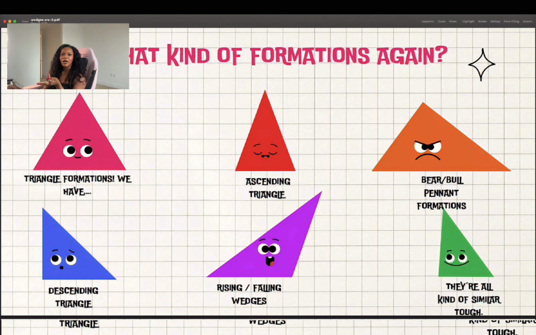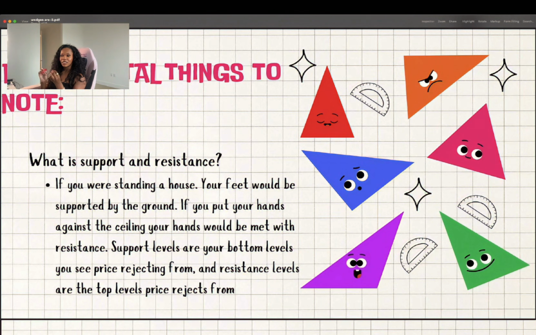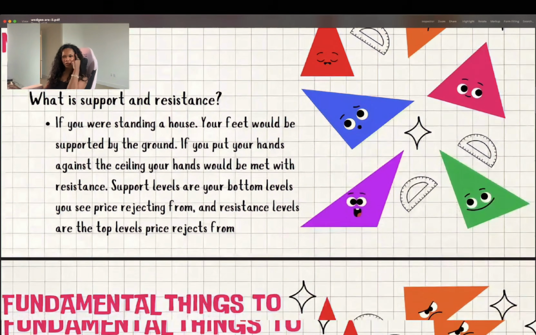But I do want to talk about specifically the triangle that we took today. So again, this is going to cover the topic I was talking about with the house, right? So what exactly is support and resistance? Again, if you were standing in a house your feet would be supported by the ground. If you put your hands against the ceiling, your hands are going to be met with resistance. So your bottom trend lines where price is rejecting off of are going to be your support levels. Top ones are going to be your resistance. Okay, just keep that in the back of your mind.